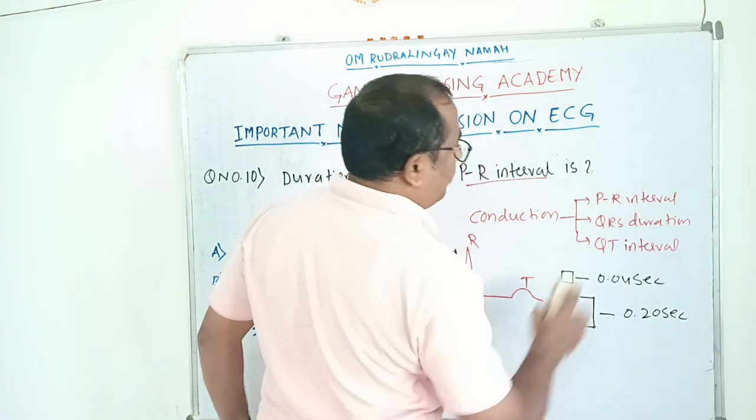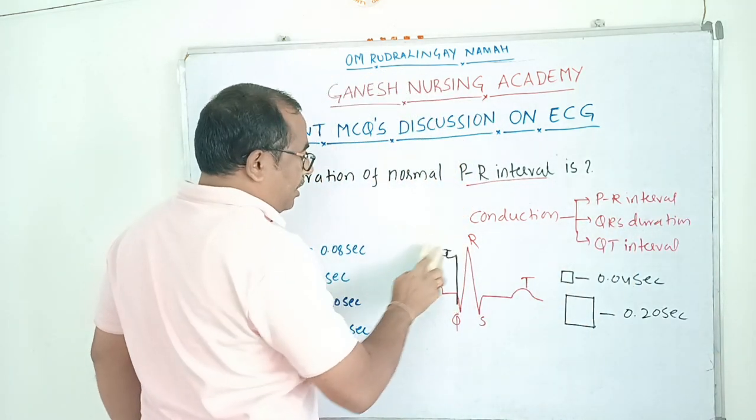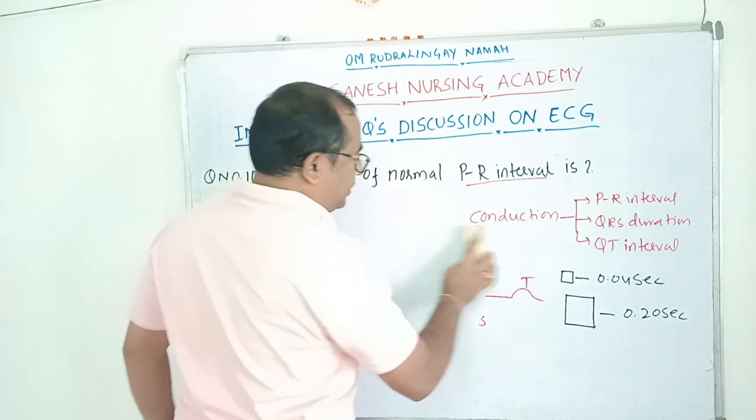Okay, so this is about the PR interval. Now let's discuss the QRS duration. How to assess the QRS duration?